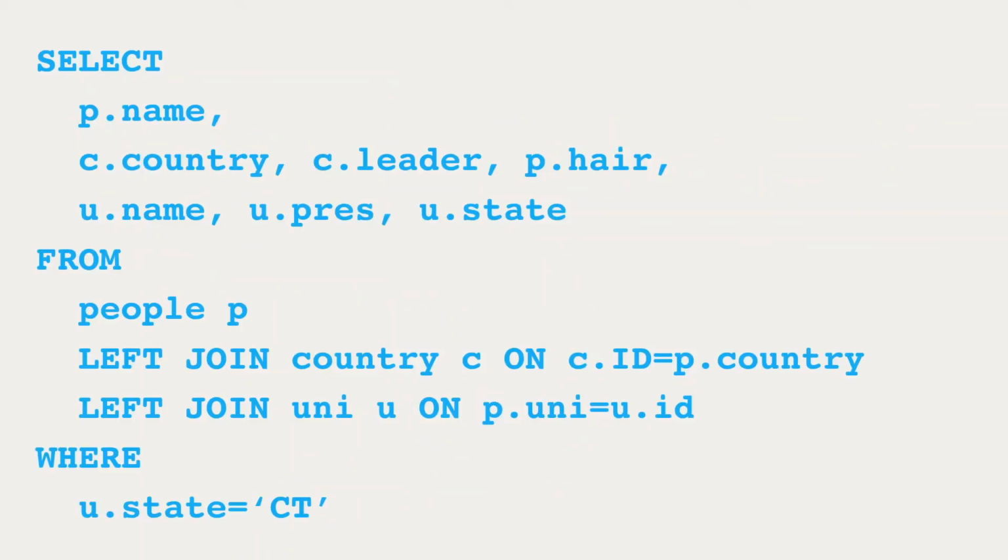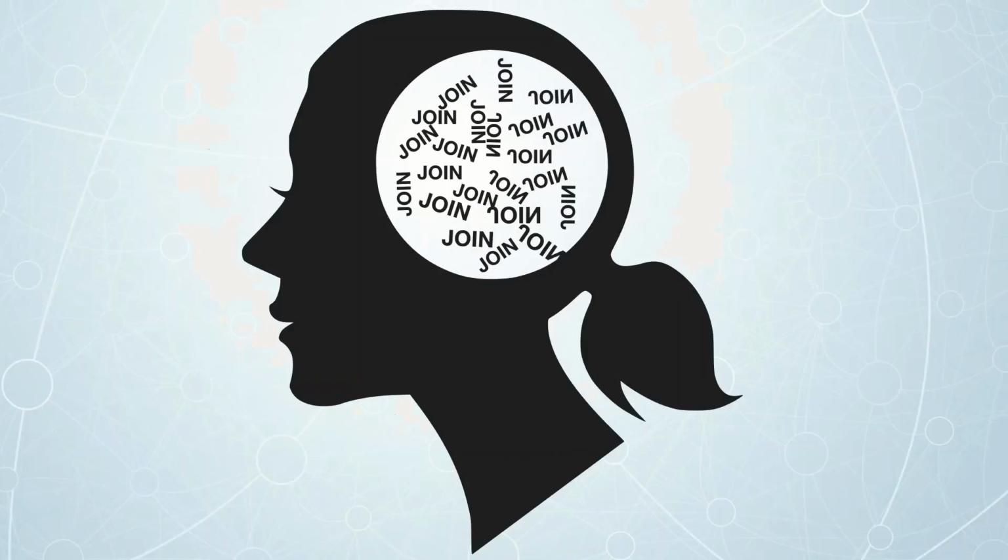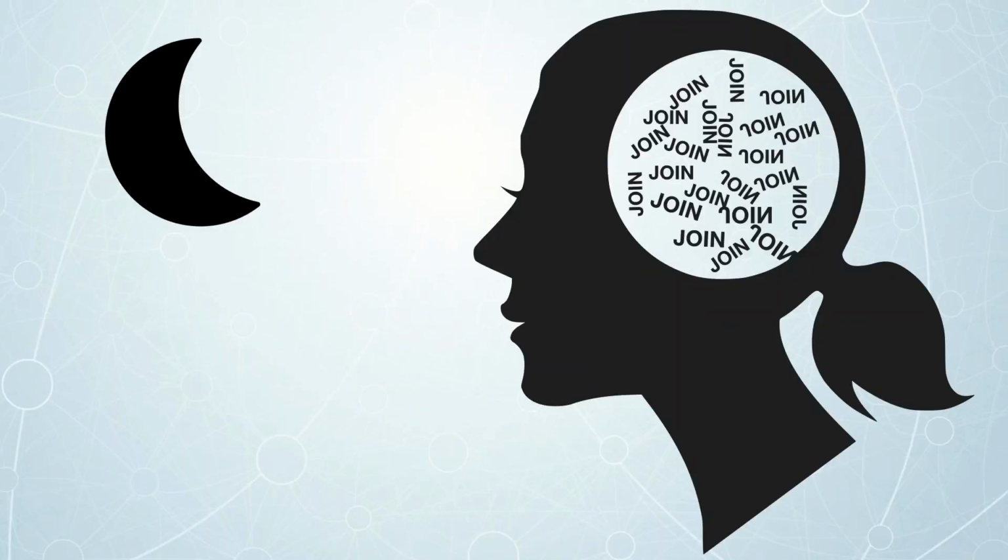So your SQL would look something like this. Again, not terribly complicated for those of you who know SQL. You're doing some left joins between your people and country and university tables. But again, imagine if it's much larger. And when it becomes much larger, your SQL developer is thinking about joins. And they're thinking about joins all day long and all night long. It's keeping them up at night.